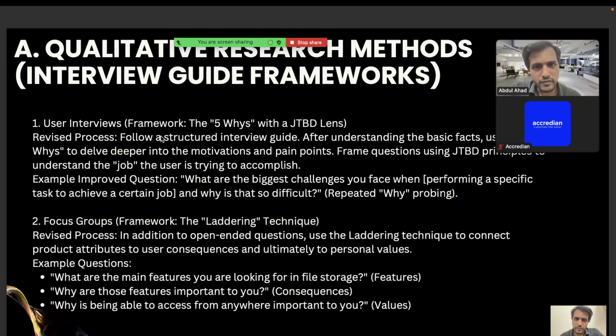As part of the qualitative research methods, we can use user interviews, the most important of all, where we go and talk to the customers. We want to ask them open-ended questions. We want to understand the biggest challenges they are facing.